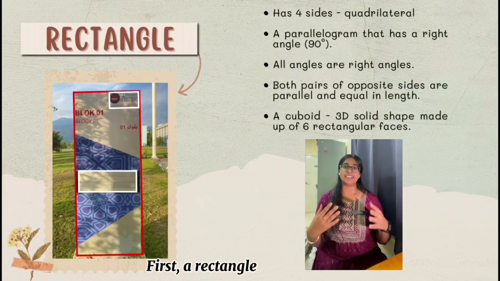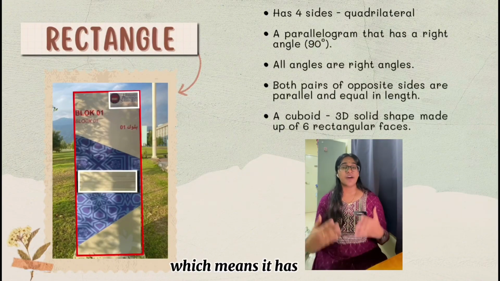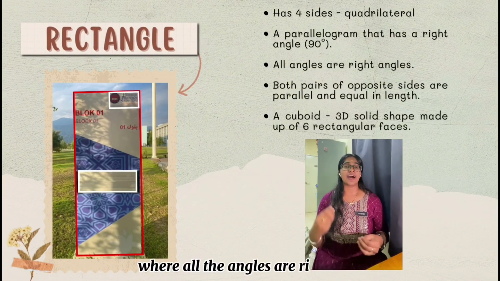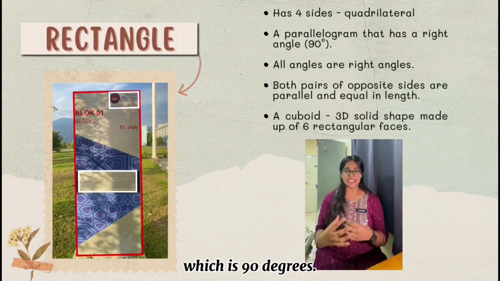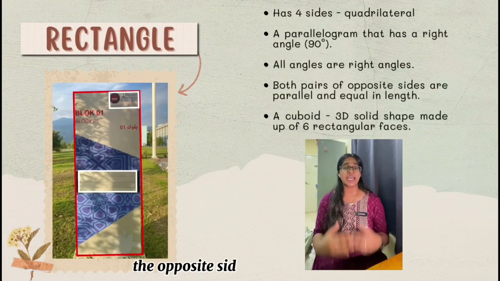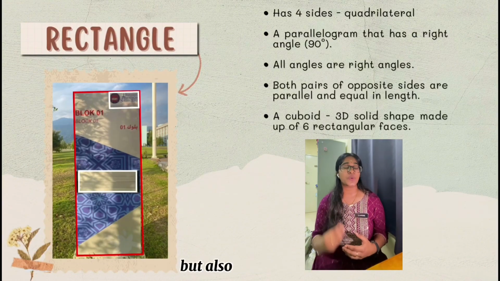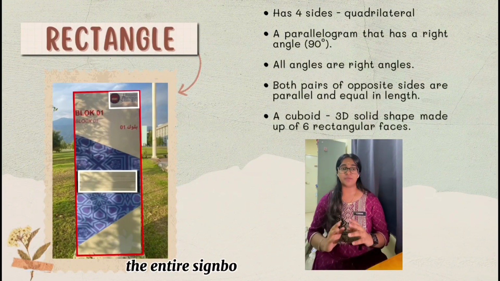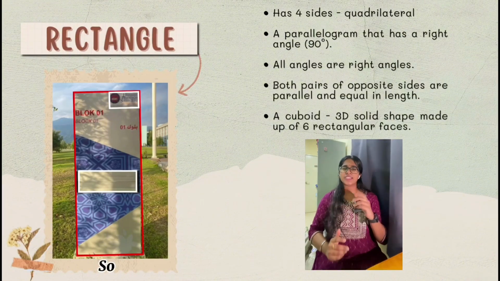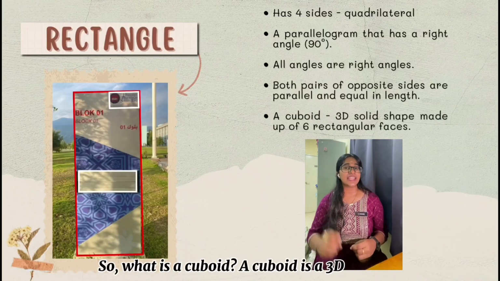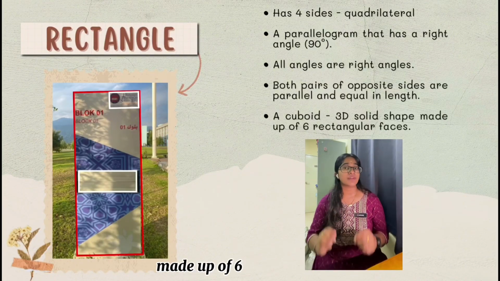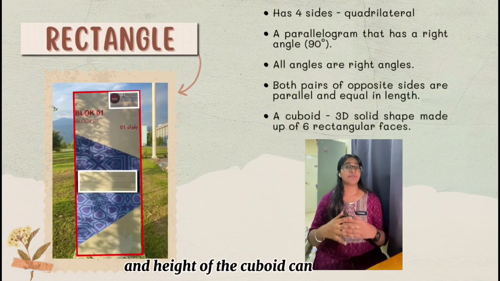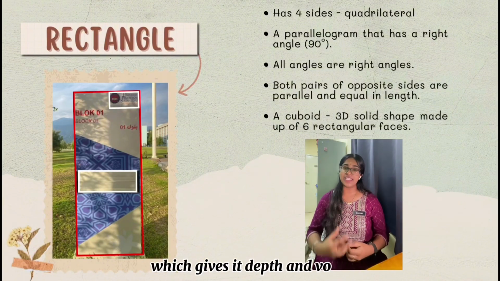First, a rectangle is a quadrilateral, which means it has 4 sides. Second, it is a type of parallelogram where all the angles are right angles, which is 90 degrees. Third, in a rectangle, the opposite sides are not only parallel but also equal in length. Although the front is a rectangle, the entire signboard is actually a cuboid. So, what is a cuboid? A cuboid is a 3D solid shape made up of 6 rectangular faces. The length, width, and height of the cuboid can be different, which gives it depth and volume.